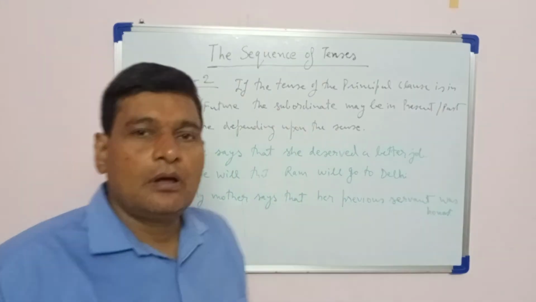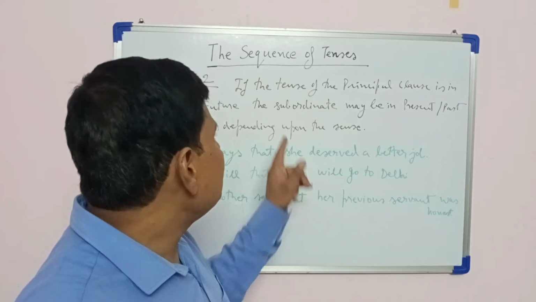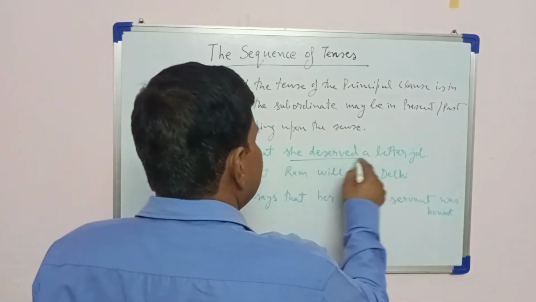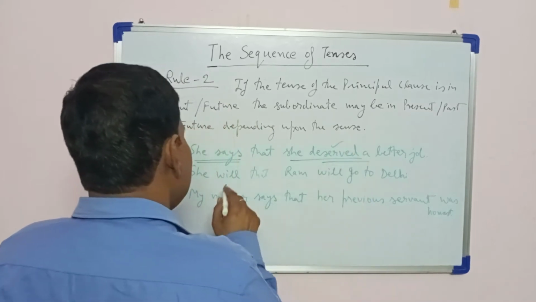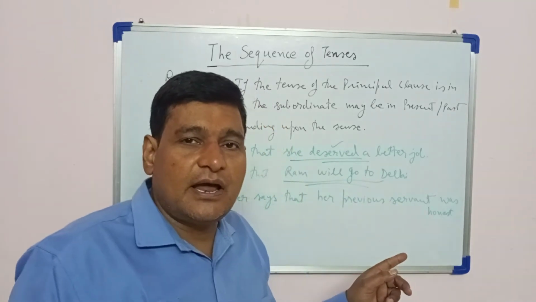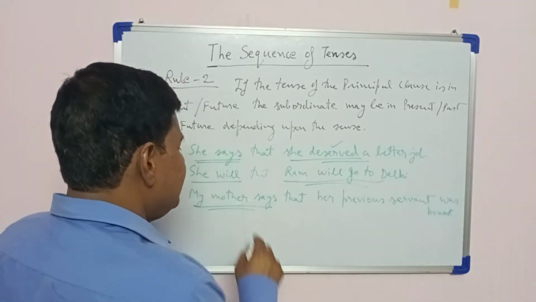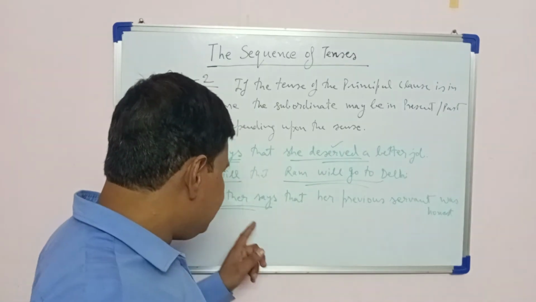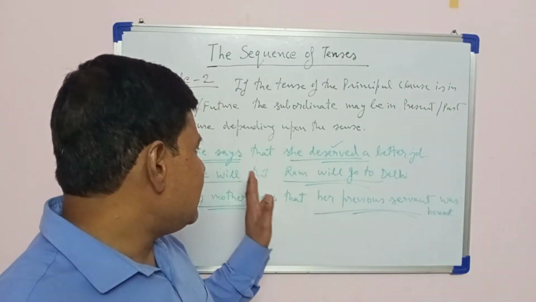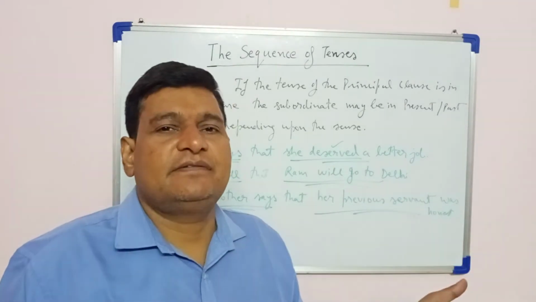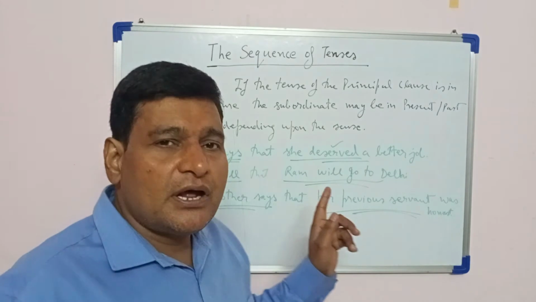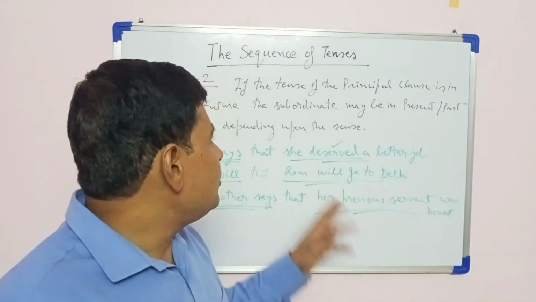I hope now it is clear to you what this rule is. Here you can easily understand. She says is in present tense, and the tense of the subordinate clause is in past. She will say is in future tense, and the subordinate clause is in future. My mother says is in present, and the subordinate clause is in past. So the subordinate clause may take any tense depending upon the sense, if the principal clause is in future or present tense. I hope you have understood this rule.